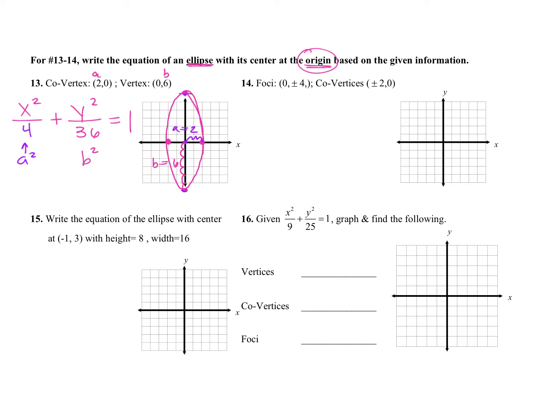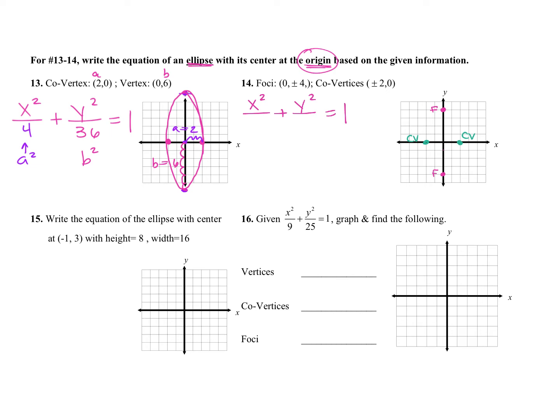Okay, still centered at the origin, so I still know for this next one it's x squared over something plus y squared over something equals 1. Your foci are at 0, plus or minus 4. 1, 2, 3, 4. And 1, 2, 3, 4. Co-vertices are at plus or minus 2, 0. Okay, so those are your co-vertices. That means your vertices are above and below your foci there. But we don't know where. But we can figure out where.